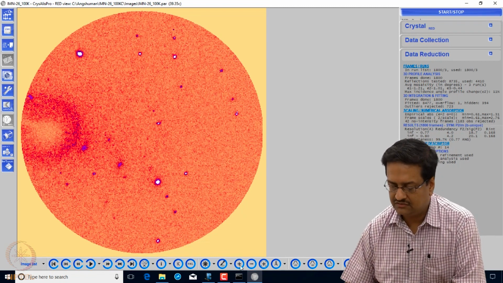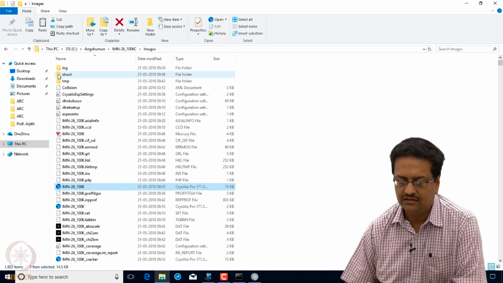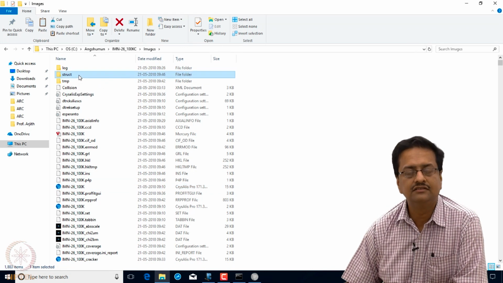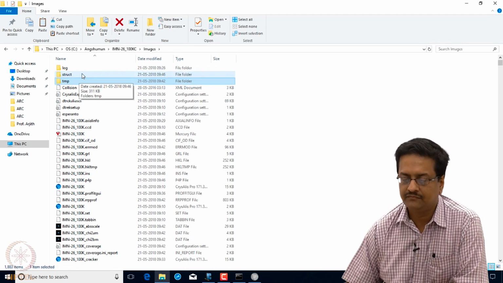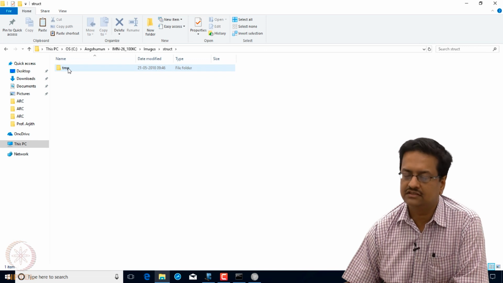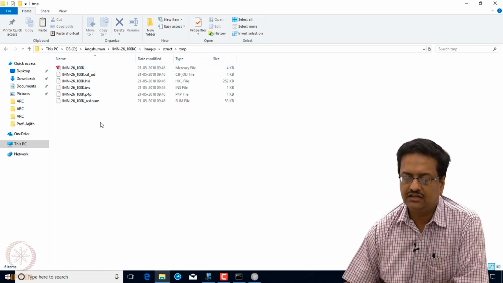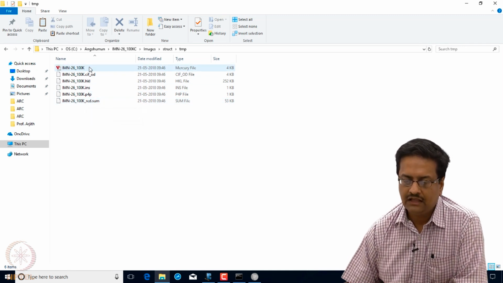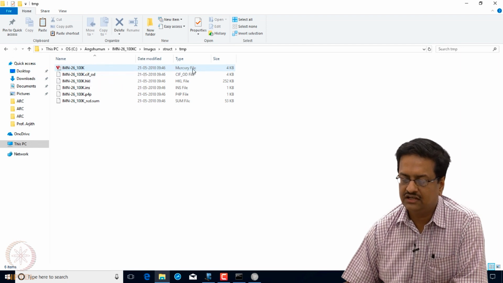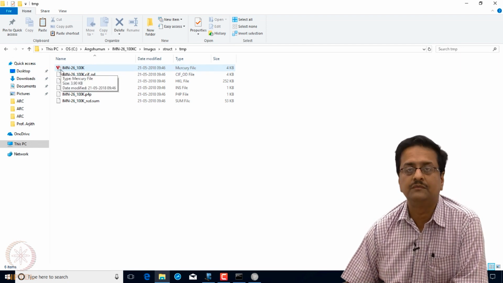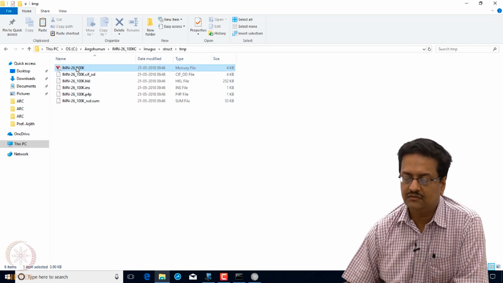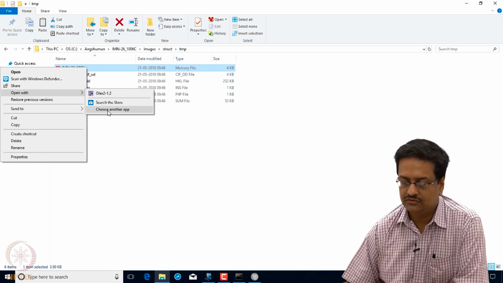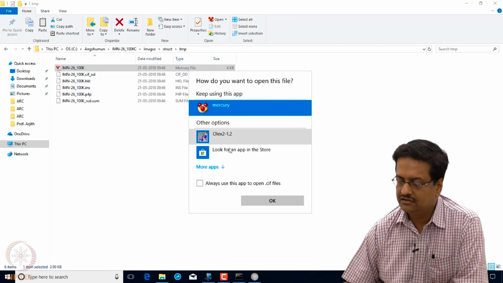So if we now try to see what it has done, after running all these, it has created a folder called struct and it has created a folder called temp. Inside the struct folder again there is a subfolder called temp, and here you have a set of files which have been written by the software. The file which is showing here as a Mercury file, Mercury is a software from the Cambridge Structural Database. This can be opened using Mercury, but right now it does not have any coordinates to show. So let us open it using Notepad.